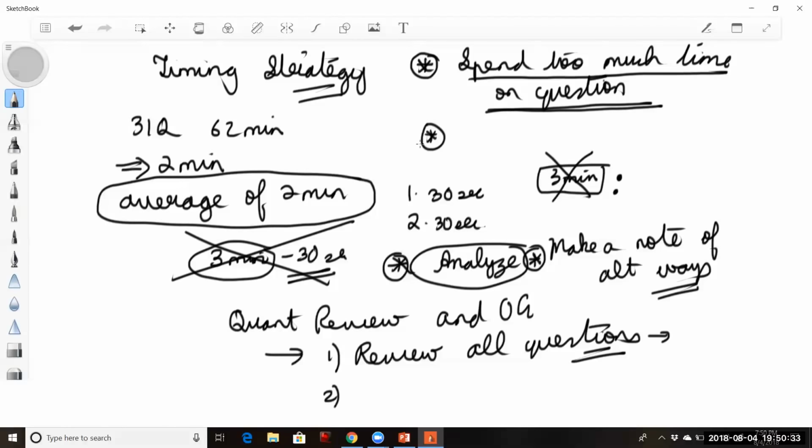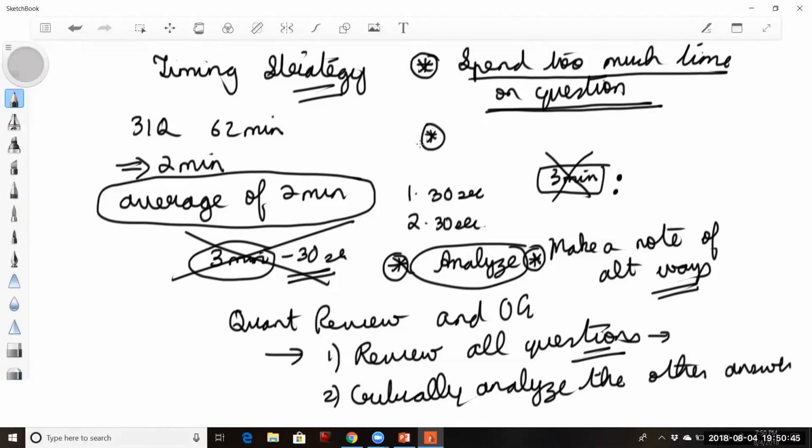And second, always critically analyze the other answer choices. For every question, always try to critically analyze the other answer choices. Understand why those other answer choices are put there. What exact trap has the GMAT laid for me to pick answer choice A, B, C, or D, leaving E to be the answer? Try to figure out what mistake they are expecting you to make on that question to pick any one out of A, B, C, and D, provided E is the right answer.